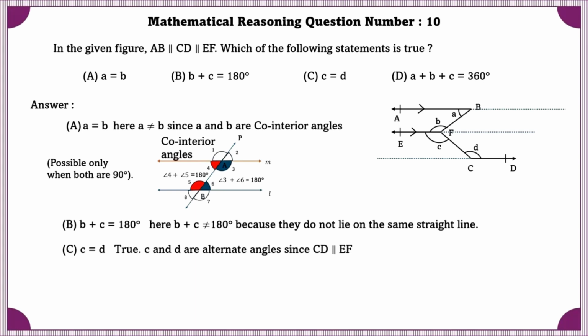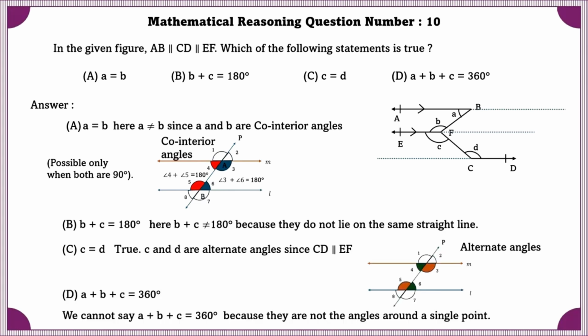C is equal to D. True, C and D are alternate angles since CD is parallel to EF. D, A plus B plus C is equal to 360 degrees. We cannot say that A plus B plus C is equal to 360 degrees because they are not the angles around a single point.